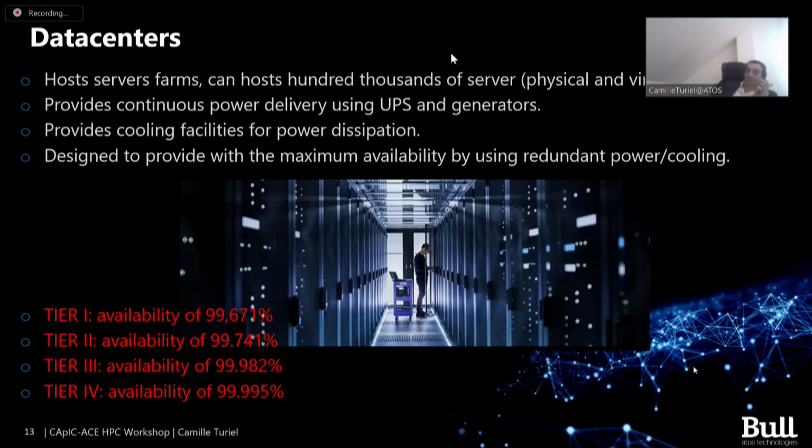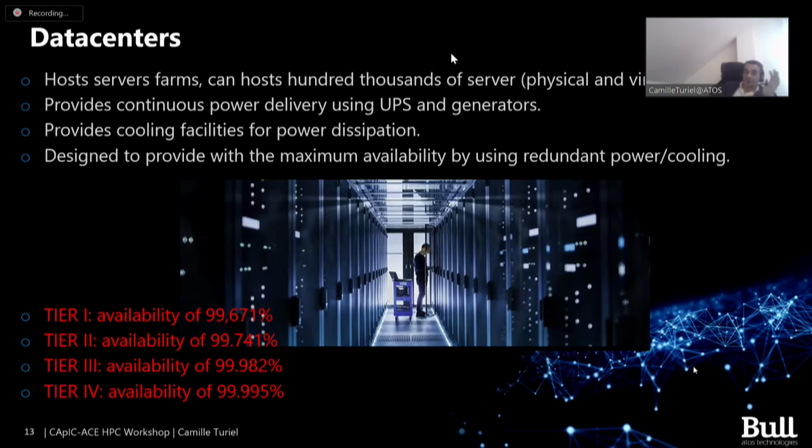So here, just to give you an idea, I gave you the four standards that are applied to data centers. The formula is pretty simple. It's just the ratio of uptime on top of the wall time in a year. It means the ratio of how many minutes it has been up on top of how many minutes in a year. So it gives you an availability.